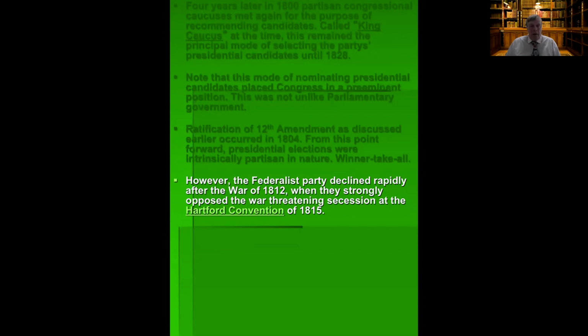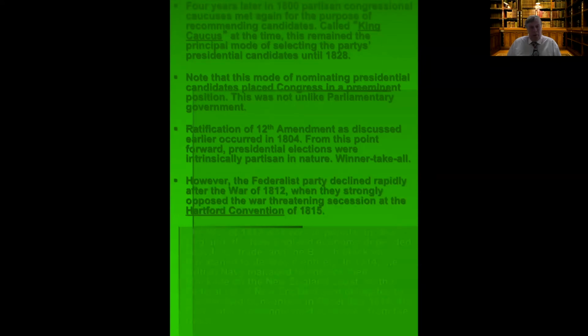And I've got a hot link there to the Hartford Convention of 1815, where you can get some information on what the Federalist Party was all about during the War of 1812. They strongly opposed the war, as I note here, and they even threatened to secede from the Union at the Hartford Convention of 1815. So go to that hot link and explore that further.